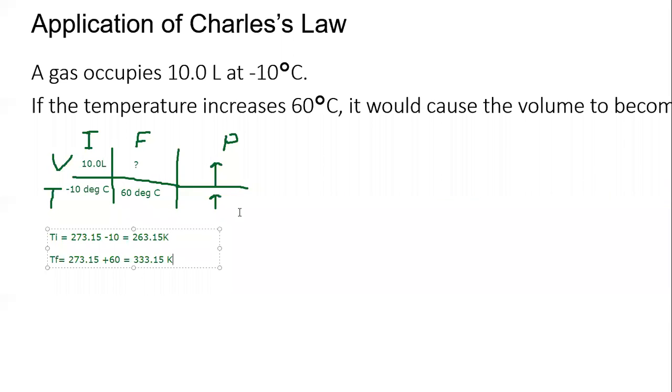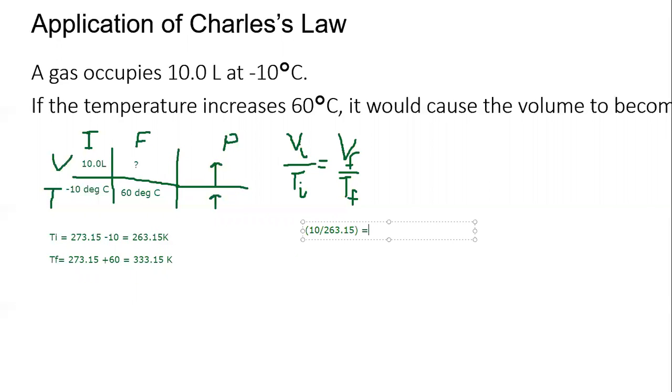Now we can put them into the equation. But remember, this equation was different. It was V initial over T initial equals V final over T final. So if we set this up, it would be 10 divided by 263.15 equals V final divided by 333.15.